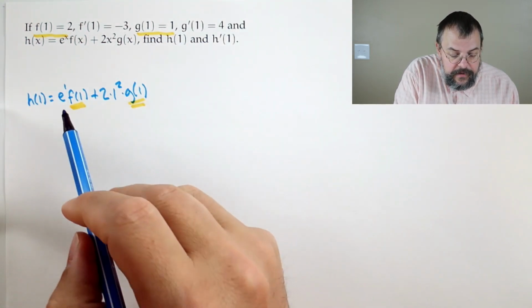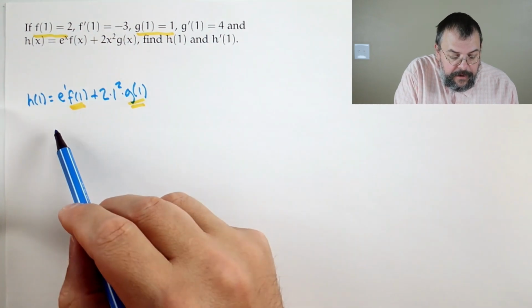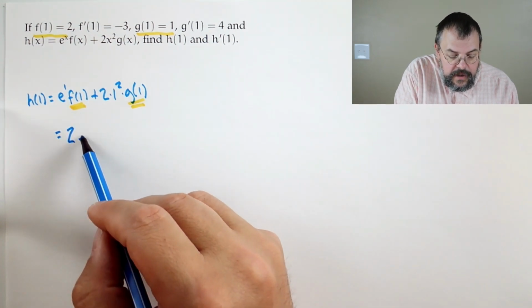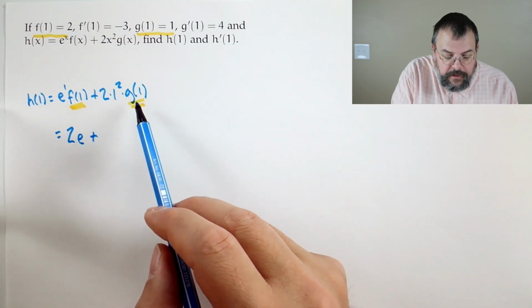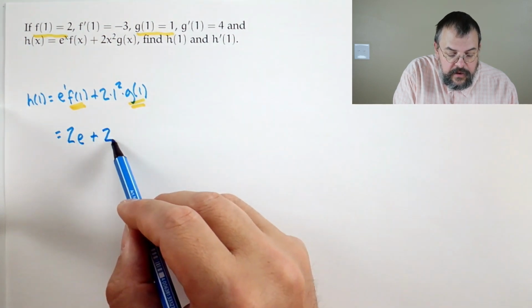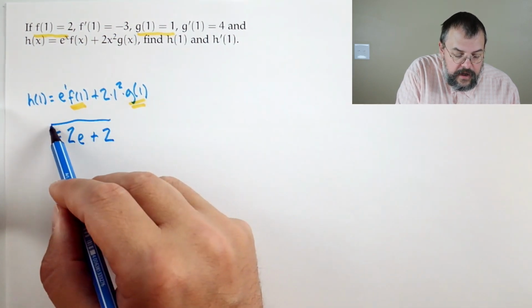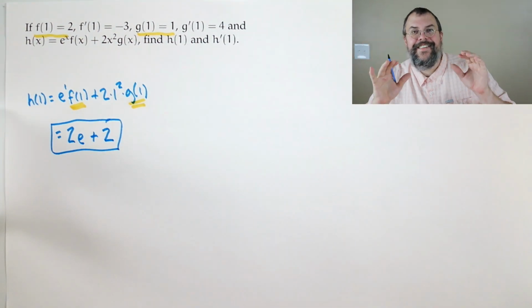So we have e times f of 1, and f of 1 is 2. So that would be 2e plus 2 times 1 times g of 1. Well, 2 times 1 times 1, so plus 2. And there we go. There's our h of 1. We got it.